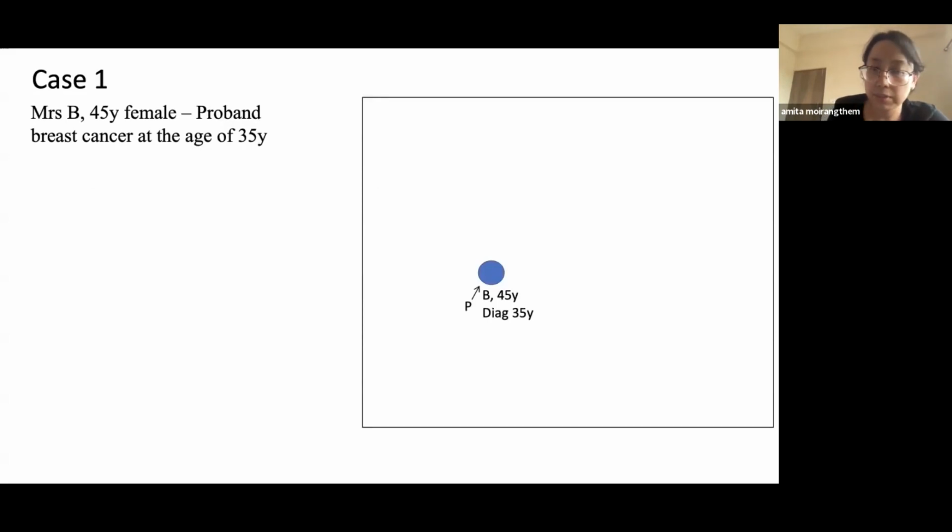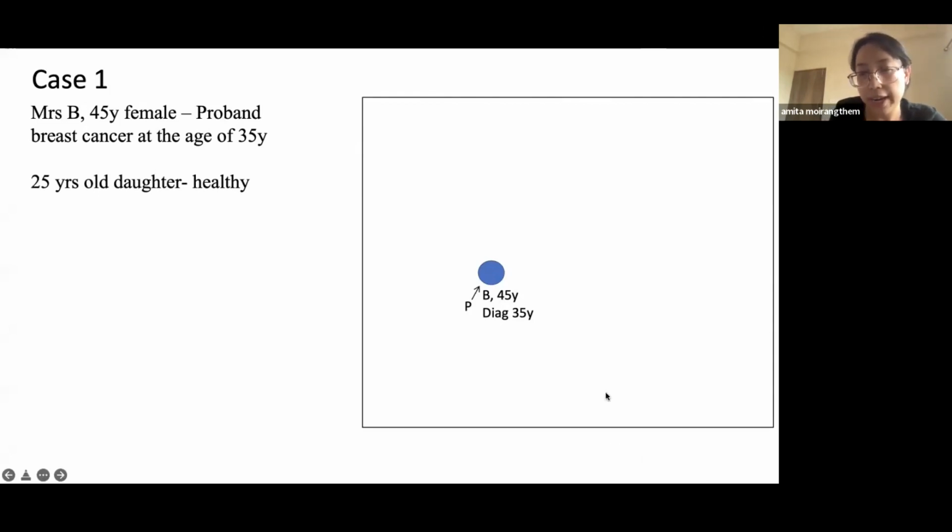So we have Mrs. B, who is a 45 year old female, and she is the index case. In terms of genetics, the term that we use for an index case is proband, or sometimes propositus. She came to us with a breast cancer diagnosis at the age of 35 years, and she has already undergone bilateral radical mastectomy. She has a 25 year old daughter who is healthy.